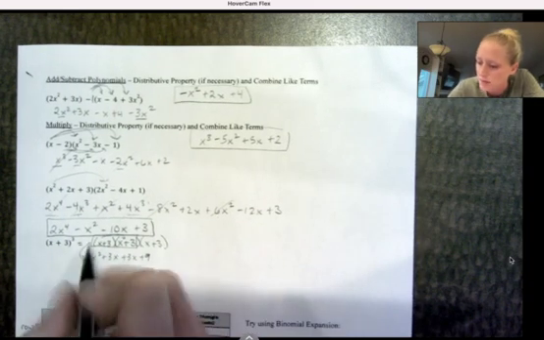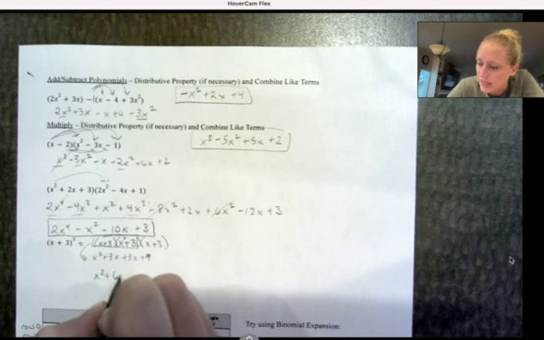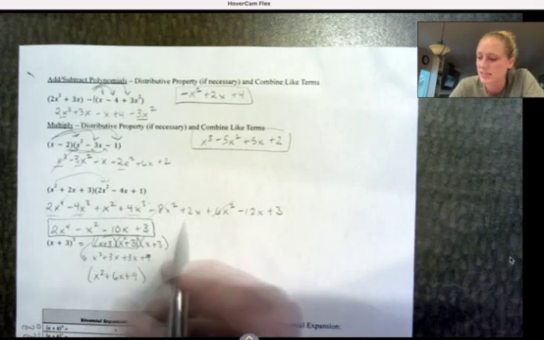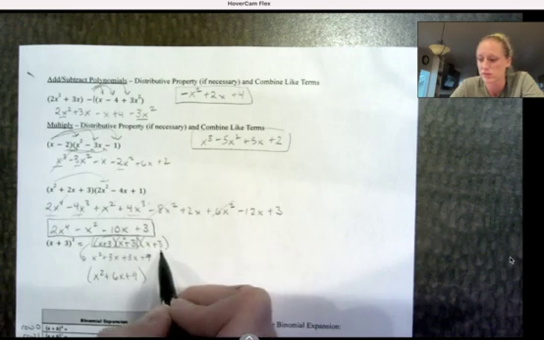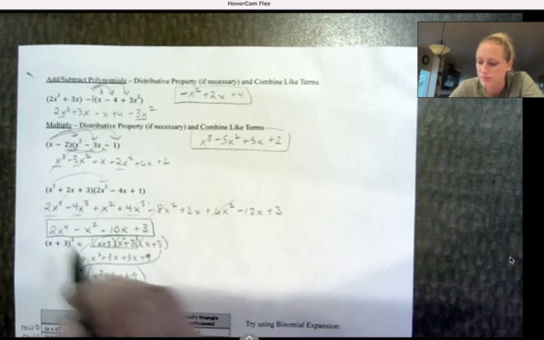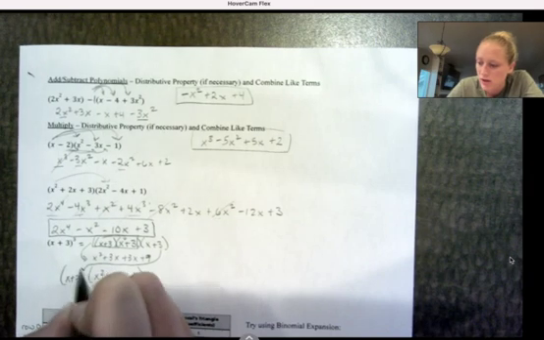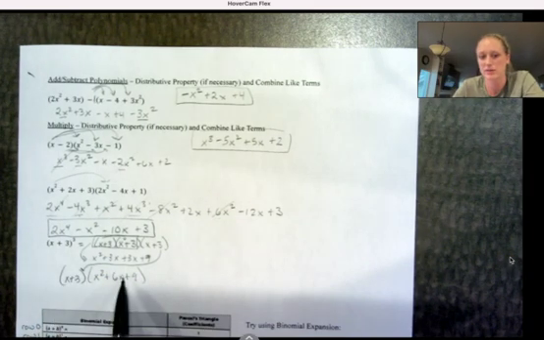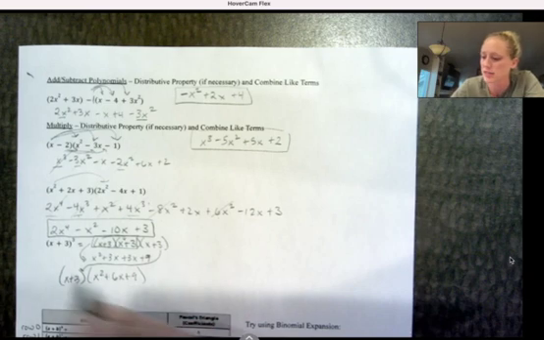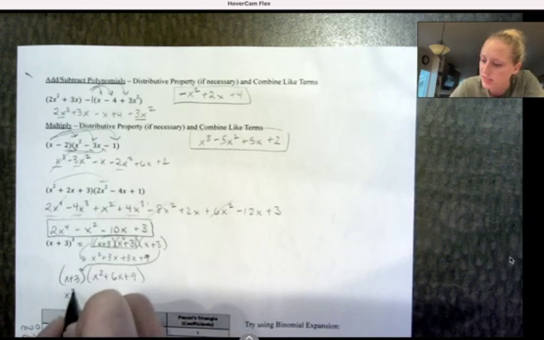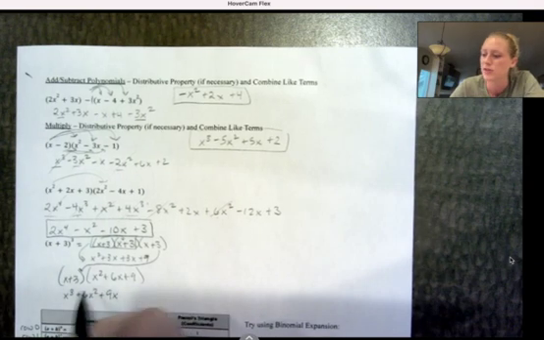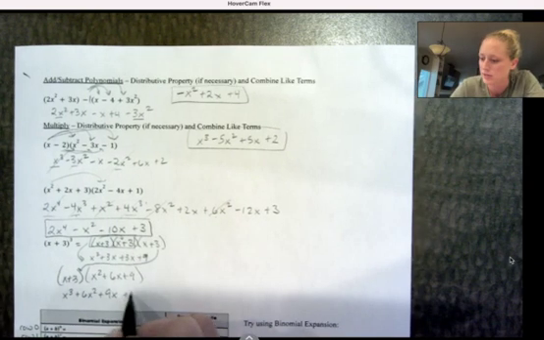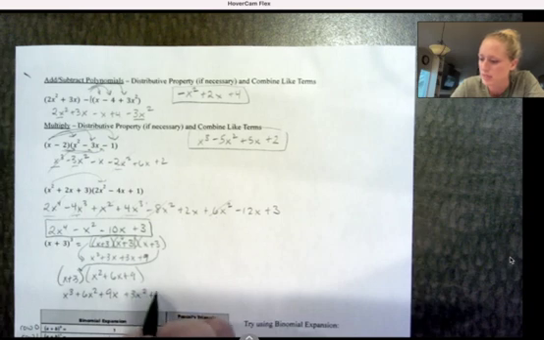Okay, combine some like terms. So now I have x squared plus 6x plus 9. Now I still need to multiply this one. So I'm actually going to do this one first. So now I'm going to distribute the x times everything and then the 3 times everything. So x times everything is going to give us x to the third plus 6x squared plus 9x. 3 times everything is 3x squared plus 18x plus 27.